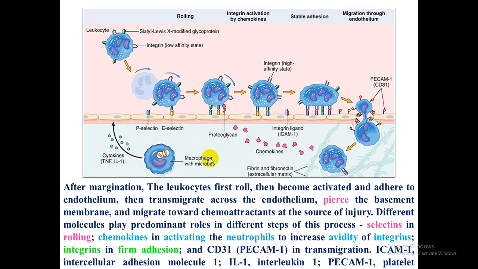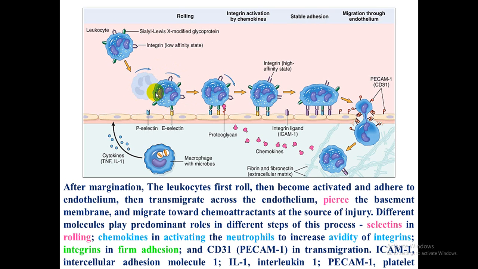Then activated macrophages will produce different cytokines including tumor necrosis factor and interleukin-1, and this will stimulate the endothelial cell to express their receptors and adhesive molecules مثل البي سيلكتين والإي سيلكتين. Also the leukocyte marginate toward the endothelial cells and express the adhesive molecules, sialyl Lewis X modified glycoprotein and integrins, but the integrins in the early stage يكون has low affinity.